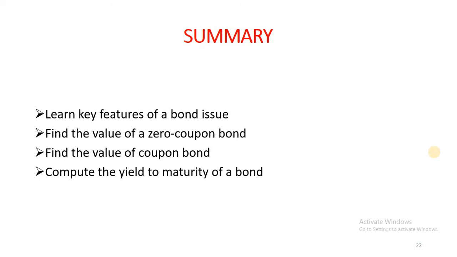And finally, we have learned how to find out yield to maturity of a bond. Yield to maturity of a bond is its rate of return if all coupon payments and the face value are paid to maturity, and if the bond is held until maturity.